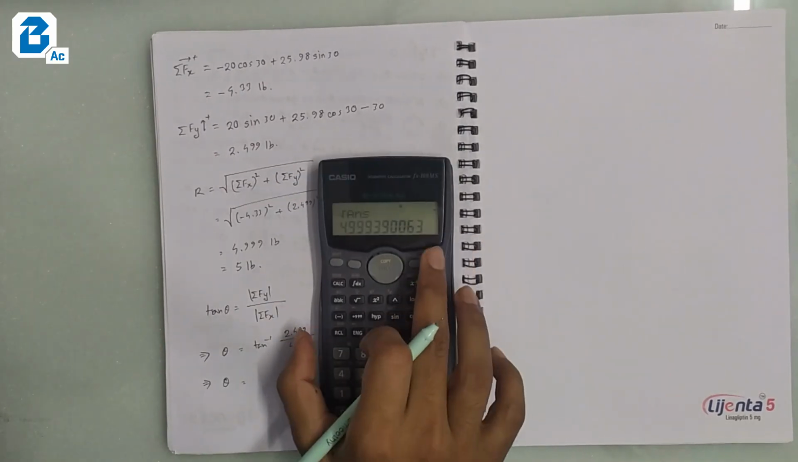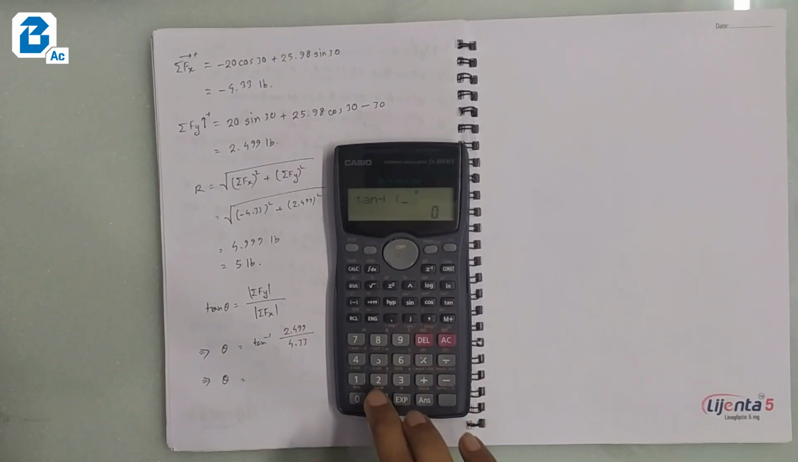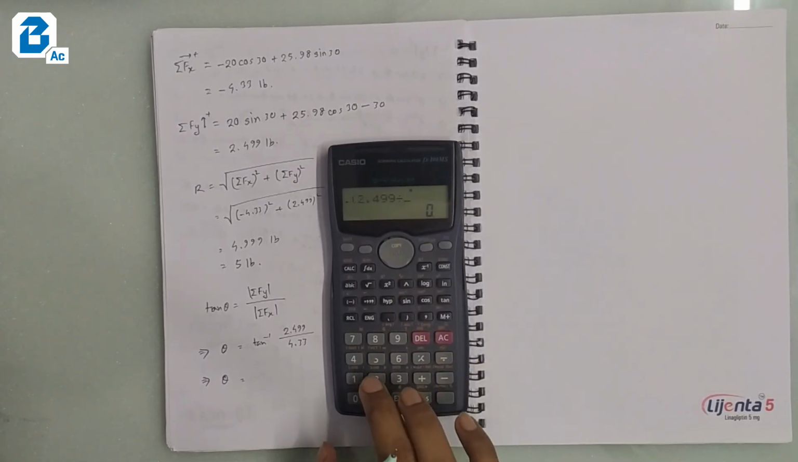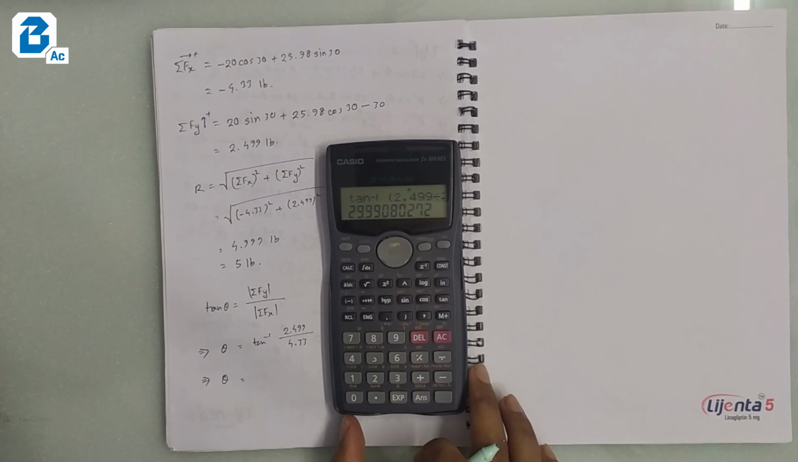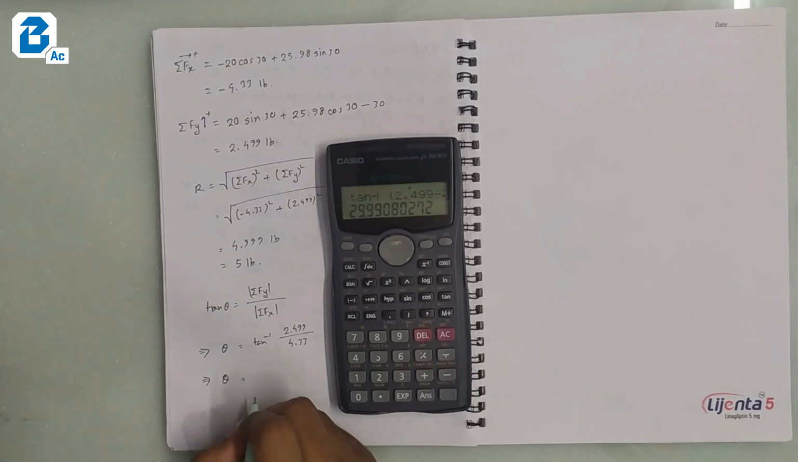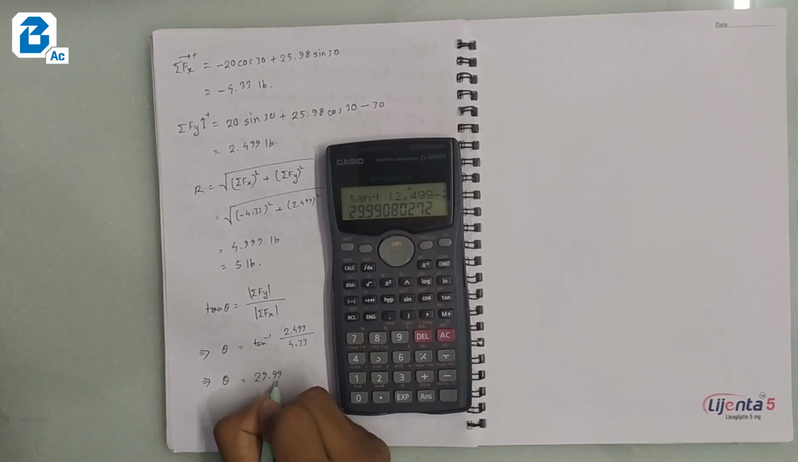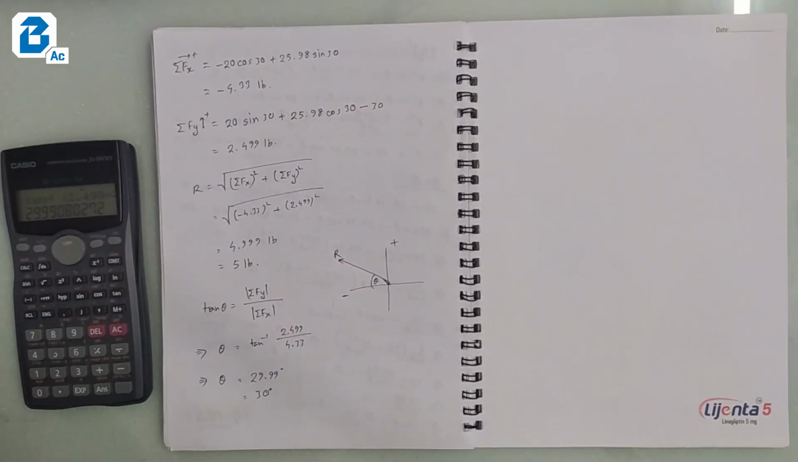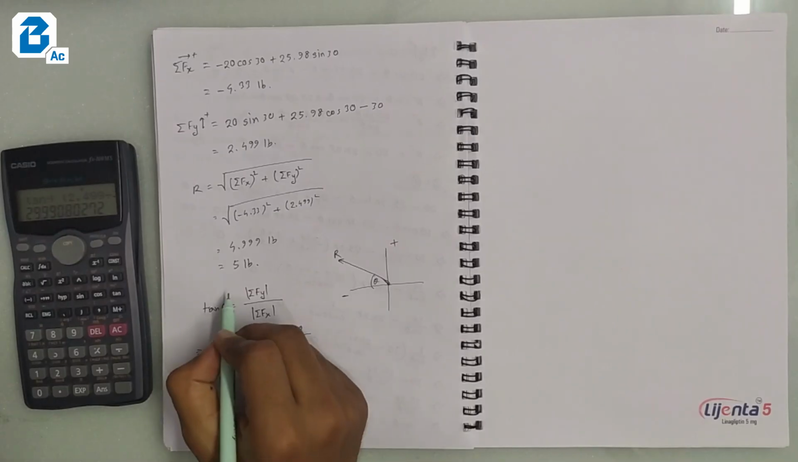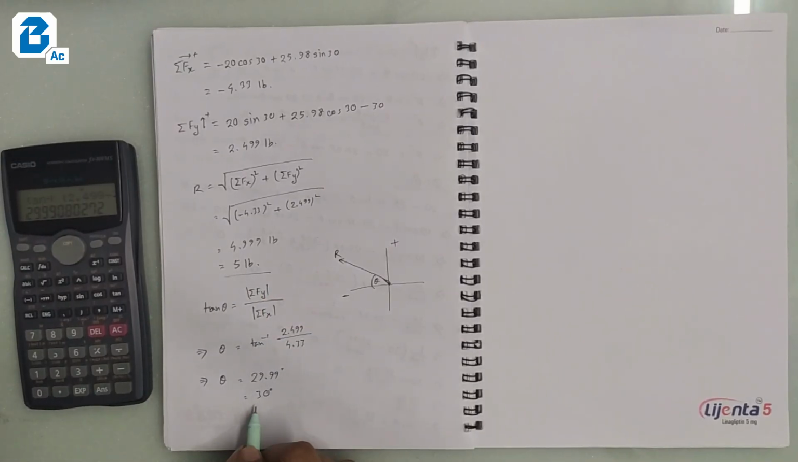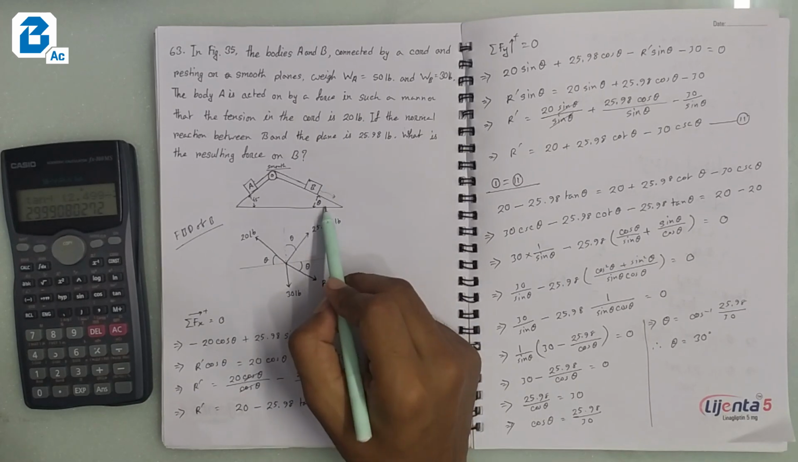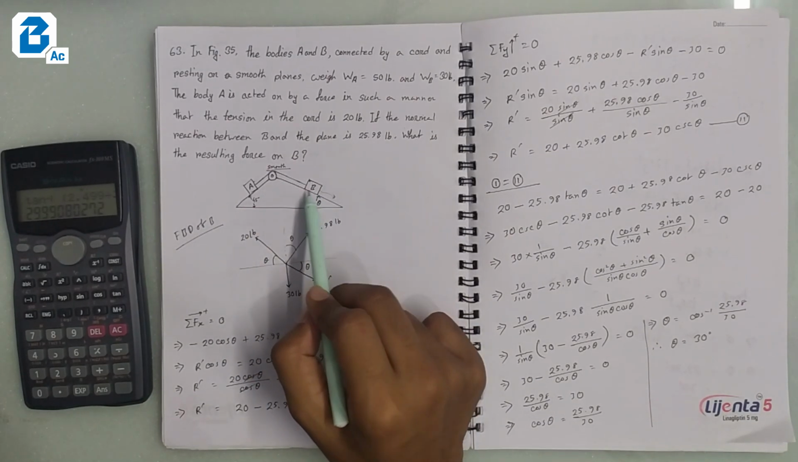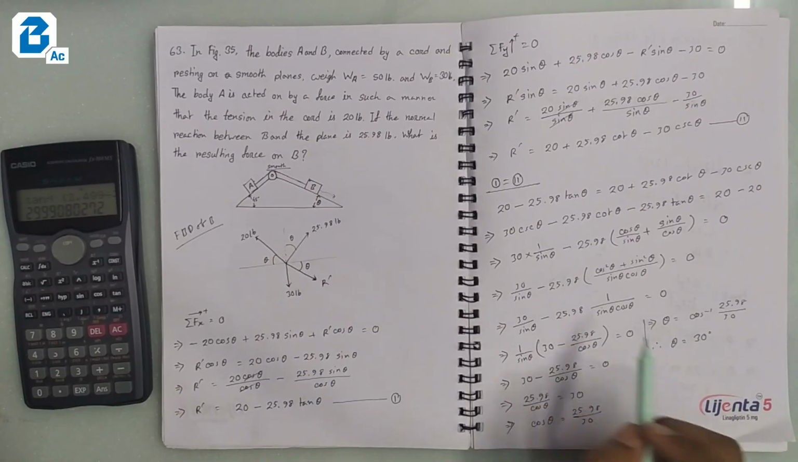So this value would be tan inverse of 2.499 divided by 4.33, and we get 29.99, or we can say it's roughly 30 degrees. So from this we can say that the resultant is 5 pound and the angle of the resultant would be 30 degree, so it would be along the slope, because we have found that the angle theta of the slope, which was unknown, is 30 degree.